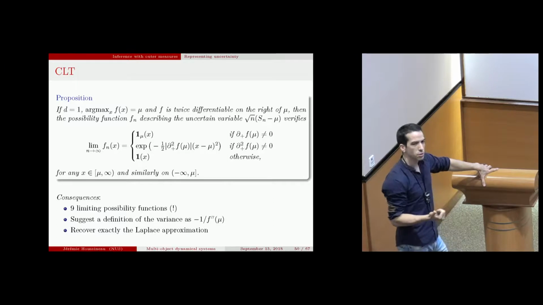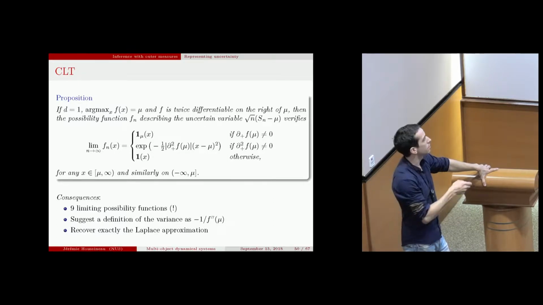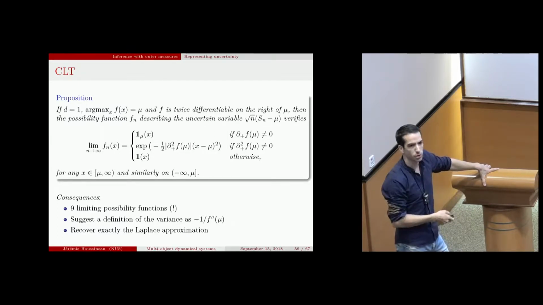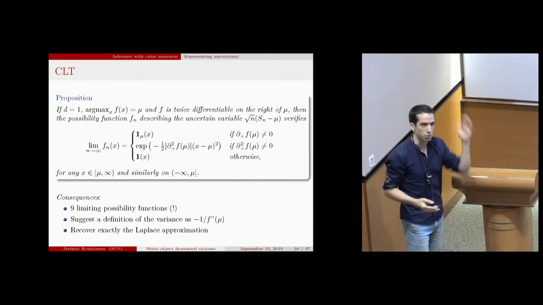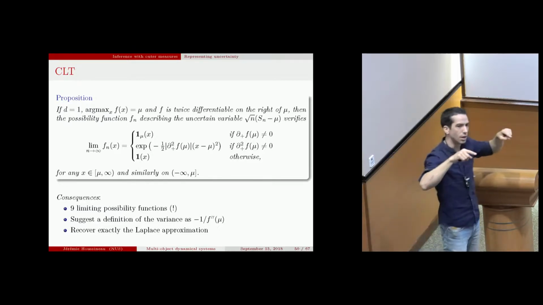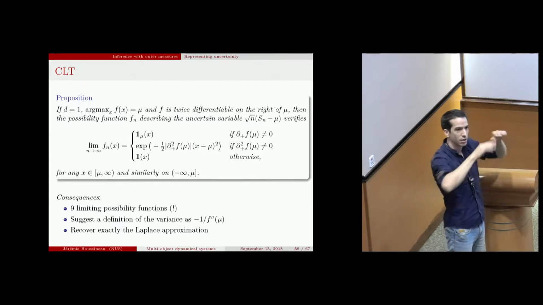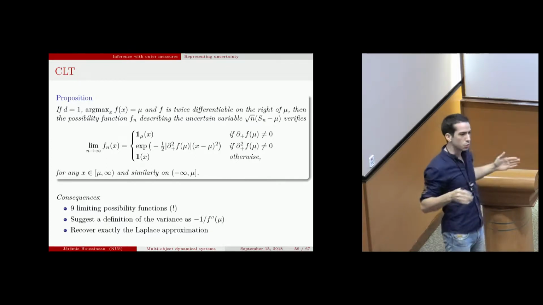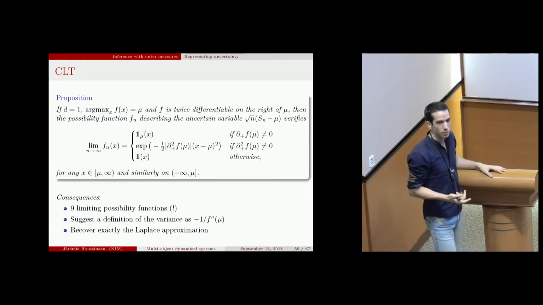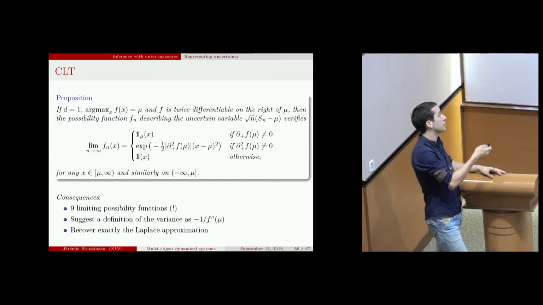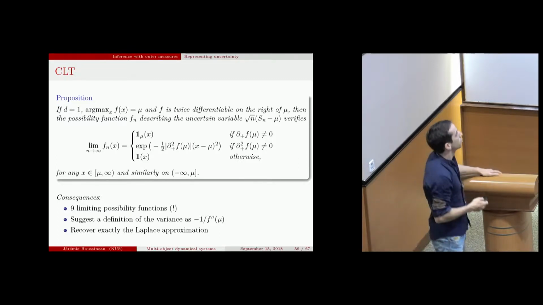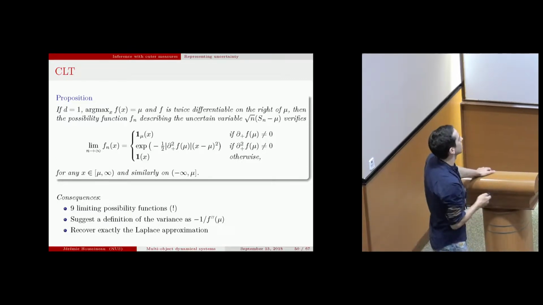Now this law of large numbers and the CLT give you exactly the Laplace approximation. You take the mode and you take the second derivative of the probability density function at the mode, and you take the Gaussian that corresponds to that. So these things match exactly with the Laplace approximation. I think that's interesting.